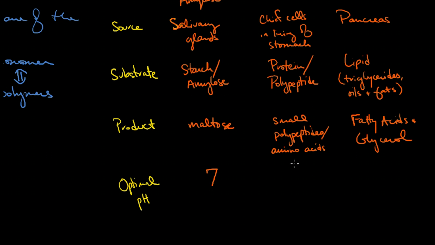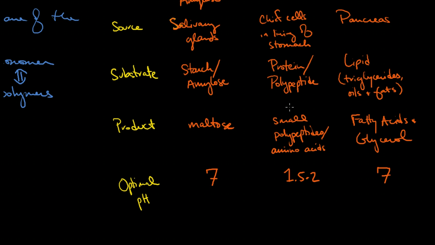The optimal pH for the stomach, where pepsin works, is 1.5 to 2, and the optimal pH for the pancreas is 7. So notice that as food travels through the digestive system, it's neutral, highly acidic, and back to neutral. And these are the optimal pHs for these enzymes in these places.